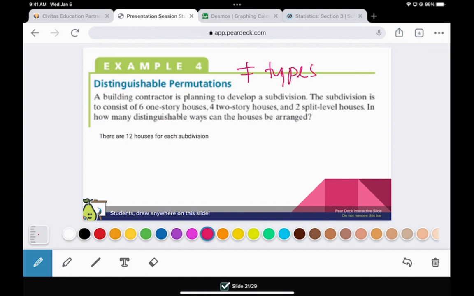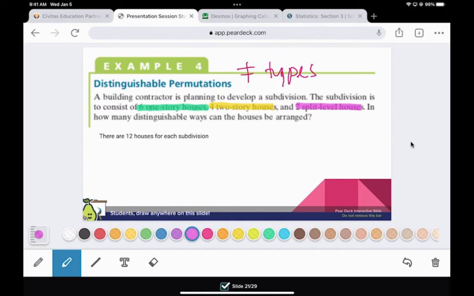The different types is when you actually multiply the denominator by a bunch of numbers. So in this one, they tell you a building contractor is planning to develop a subdivision. The subdivision consists of 6 one-story houses, 4 two-story houses, and 2 split-level houses. So I'm going to highlight a couple of pieces of information.